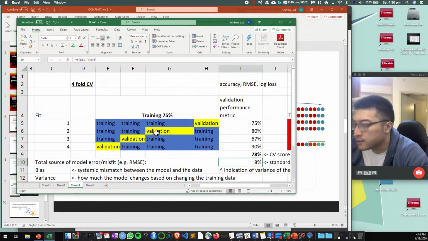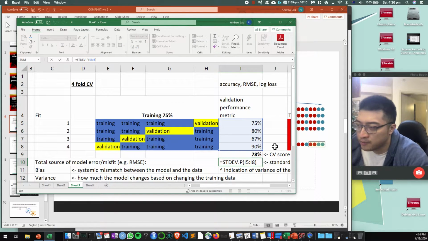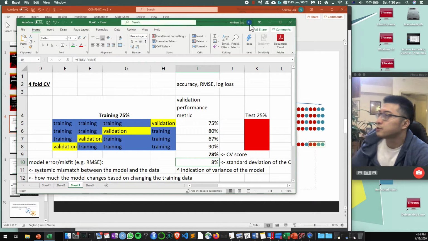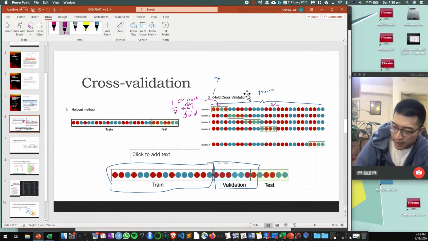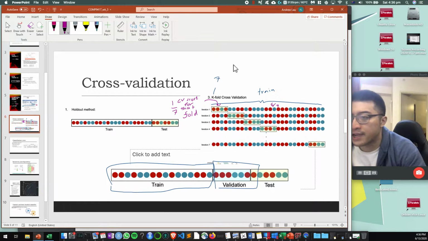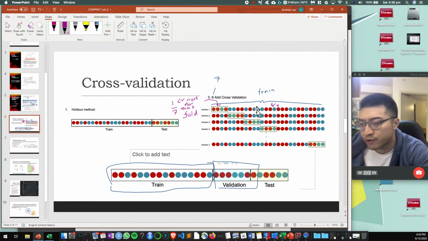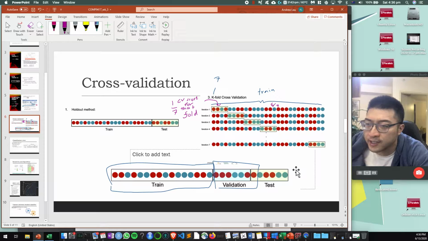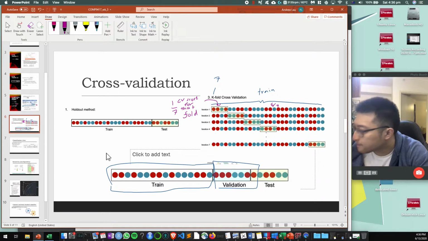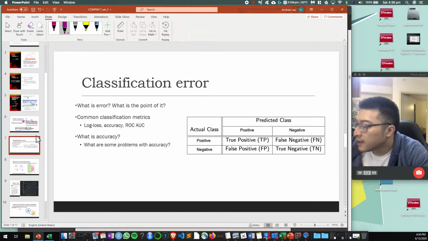You can also calculate something cool, which is a standard deviation of them, and all else equal, you want less of this. It's an indicator of the variance of the model. And as you know from a bias variance decomposition, that is one of the sources of error and misfit in a model. Now this begs the question: what is classification error?